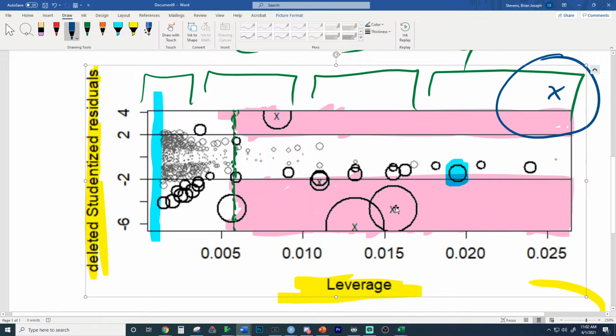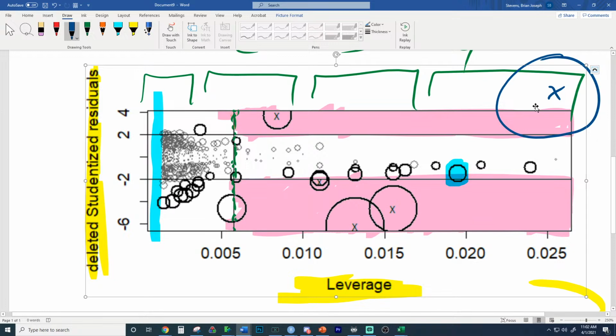Like this has a deleted studentized residual of about 4. This one has about -4, -6. And this one has twice as much leverage almost. And it's comparable to this. So it's got to be bigger than this one in terms of influence. So this would be crazy right here. This one is like controlling the model, which we don't want.